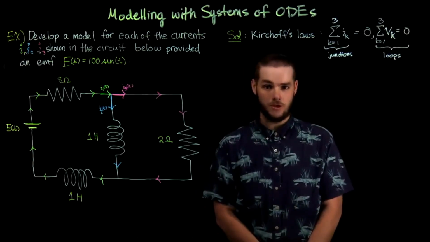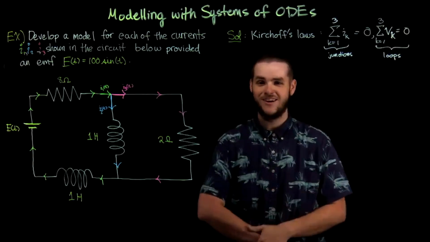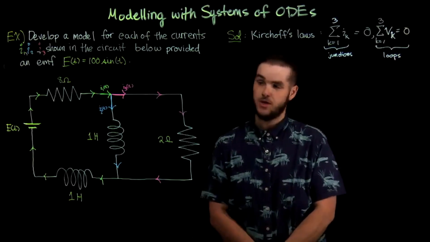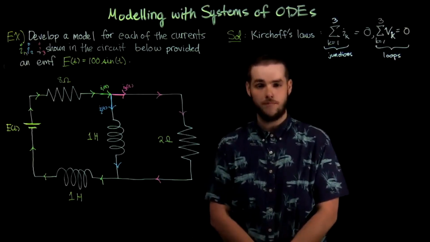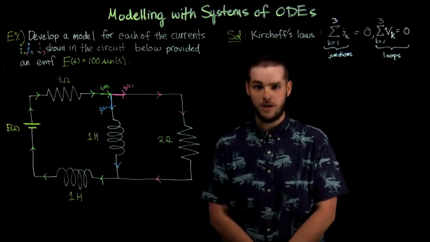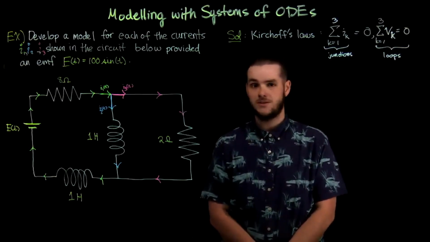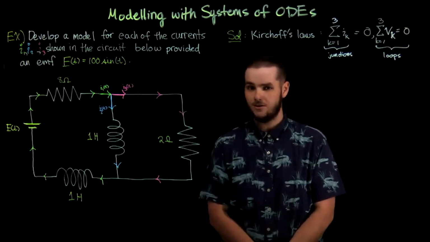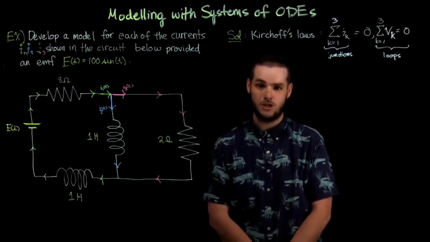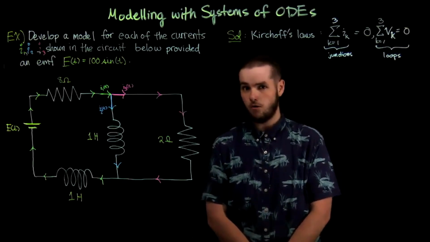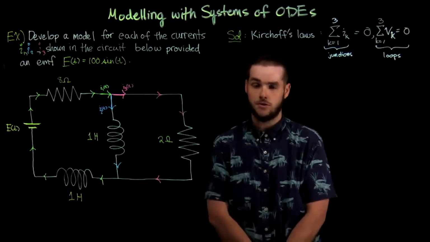Now, before I use Kirchhoff's laws to write down the model, first let's talk game plan. I've got three unknowns, I1, I2, and I3. So I should expect to write down three equations. Now, we're being asked to just develop a model here, and sure enough, we're gonna need to use differential equations to do it, but that doesn't necessarily mean all of our equations have to be differential equations.